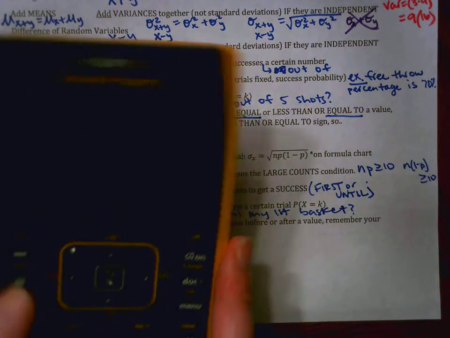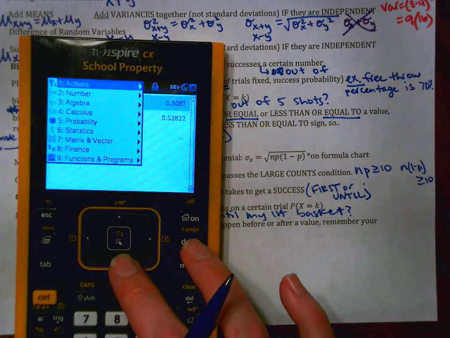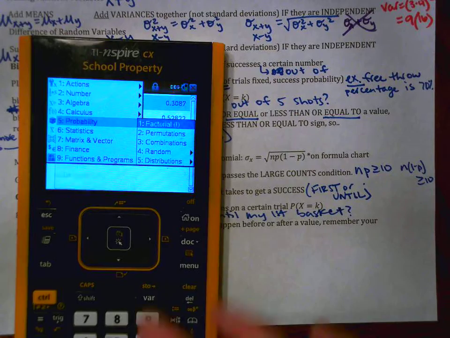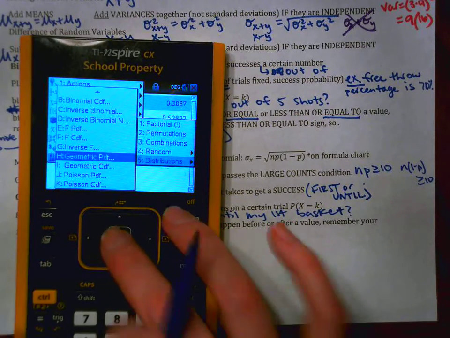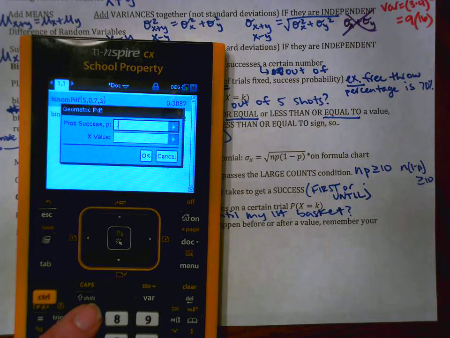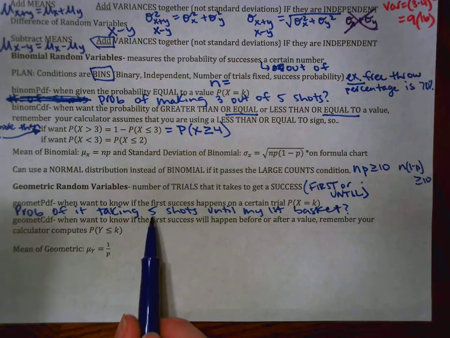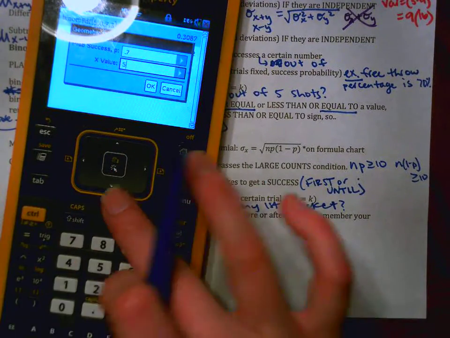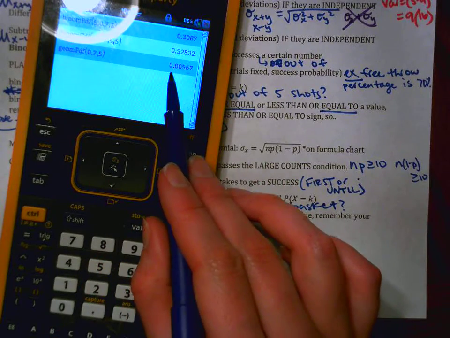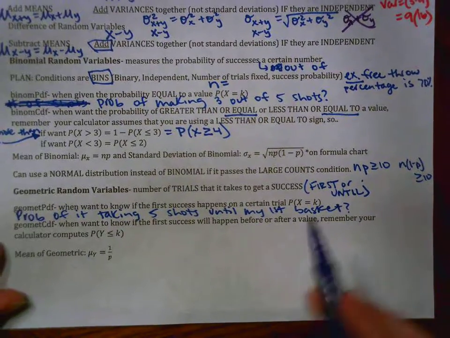So you would do menu, probability, distributions, and then geometric PDF is H. My probability of success is 0.7. My X value is how many times I wanted it to take until I got my first one, which was 5. So it's a 0.005 chance. And again, you should be labeling all those numbers.